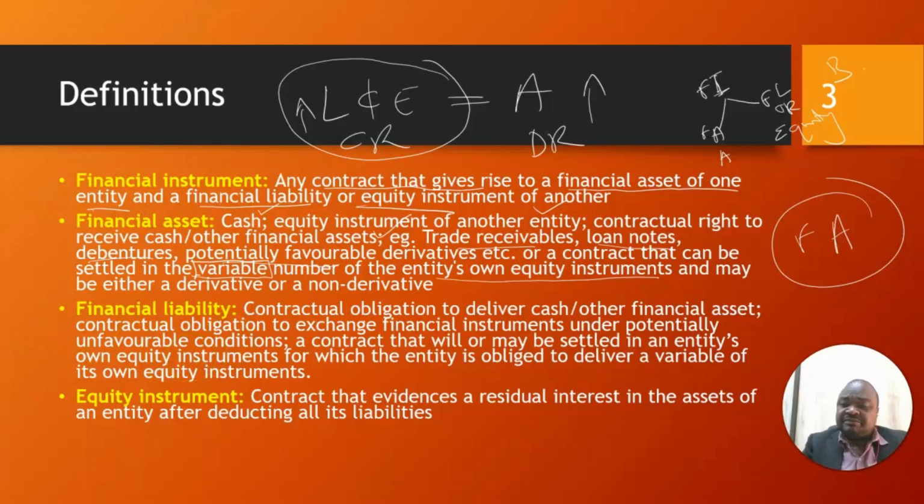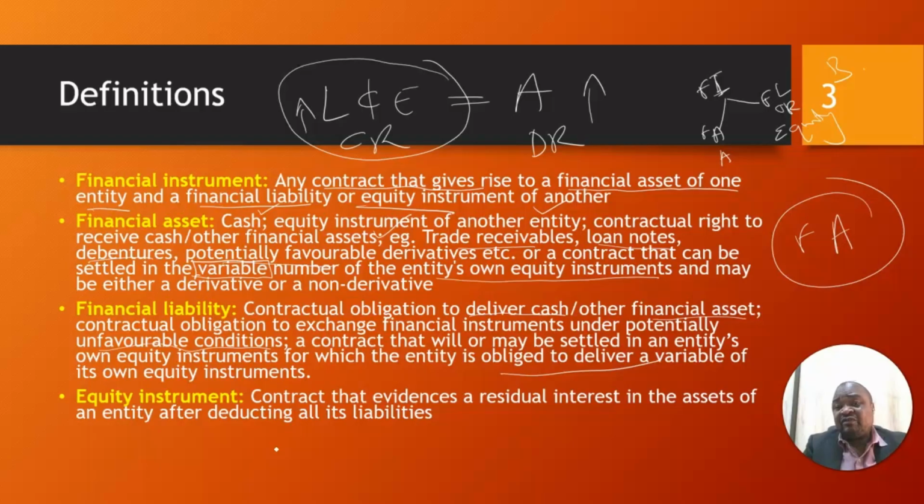Now, financial liability. This is a contractual obligation to deliver cash or other financial asset, or a contractual obligation to exchange financial instruments under potentially unfavorable conditions. A contract that will or may be settled in an entity's own equity instruments for which the entity is obliged to deliver a variable number of its own equity instruments, then that will be a financial liability.